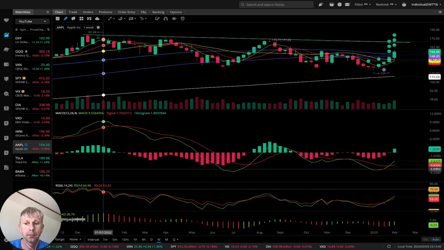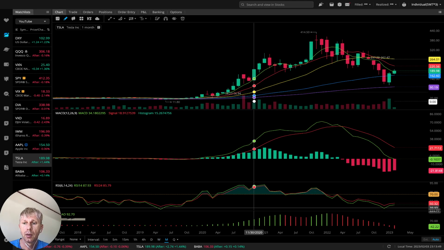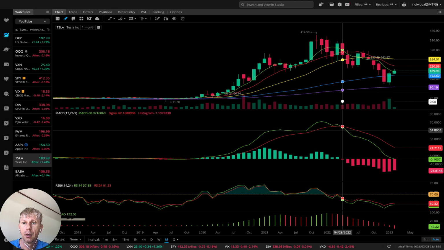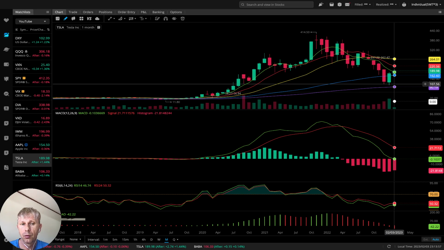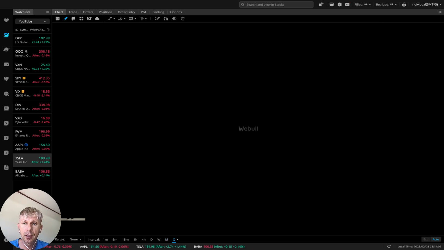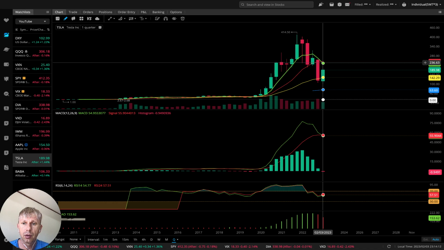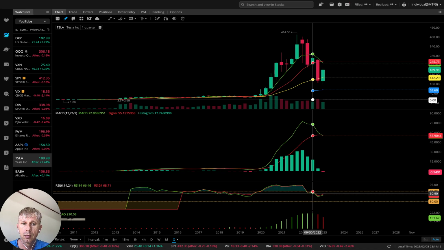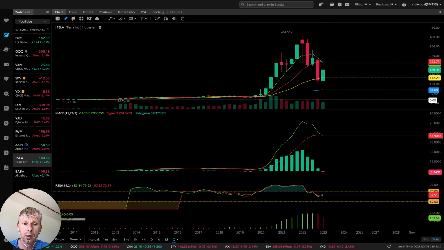Let's move to Tesla. Tesla monthly time frame, bearish trend on MACD, on MA5 bearish trend, on moving averages bearish trend, RSI, Awesome Oscillator bearish trend on all indicators. Let's check quarterly what's going on with Tesla. Quarterly Tesla did a bearish crossover, MA5 did a bearish crossover, MACD did a bearish crossover, RSI bearish, Awesome Oscillator bearish on all indicators. Quarterly, monthly.